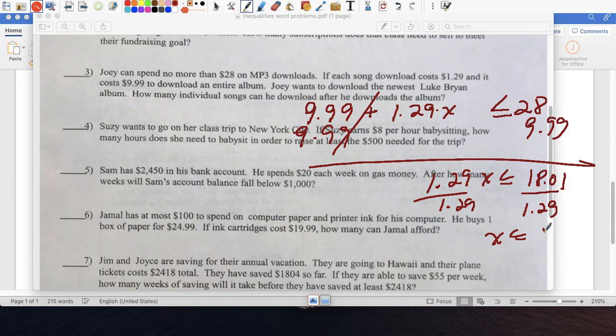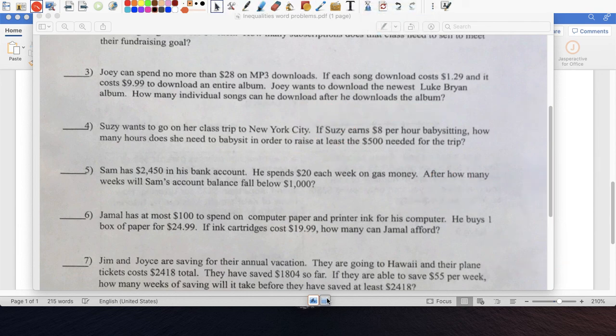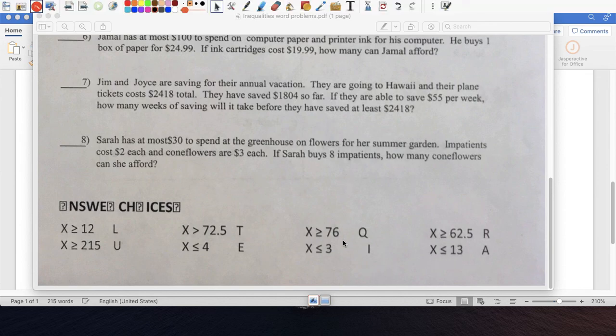And that gives us 13.96 rounded. So he can download 13 songs for sure, but if you want to try to download the 14th song, he's going to get 96 hundredths of it. So not the whole complete song. Very close, but the maximum number of complete songs that he can download is 13 and under. So number 3, I think the letter is right there, A. Has to be less than or equal to 13.